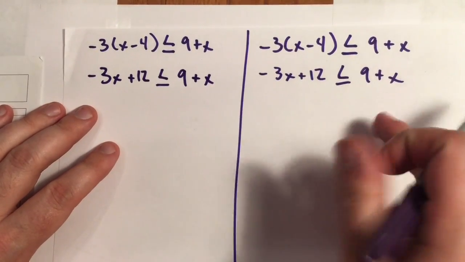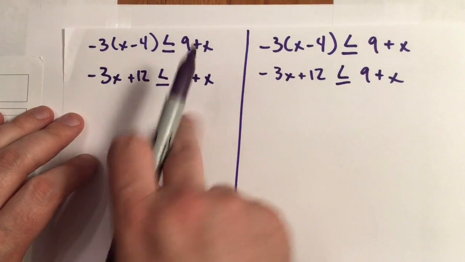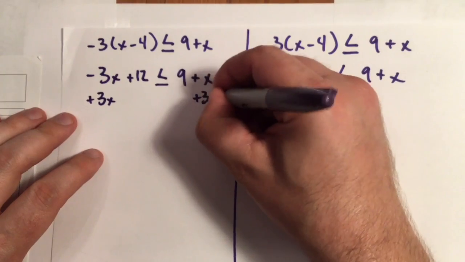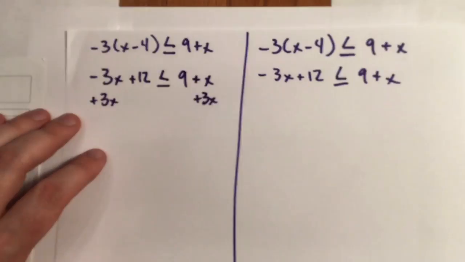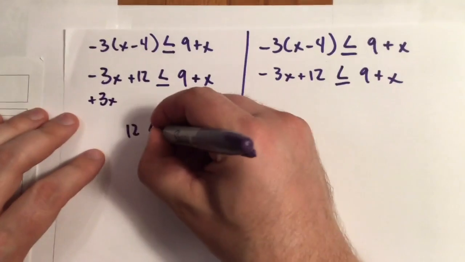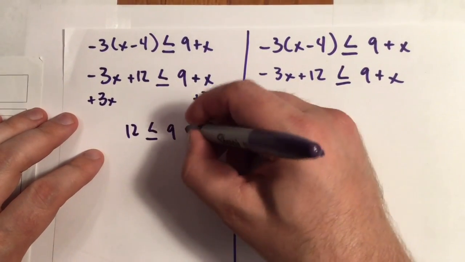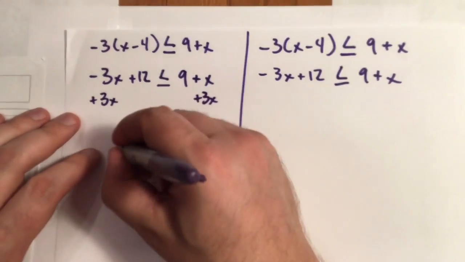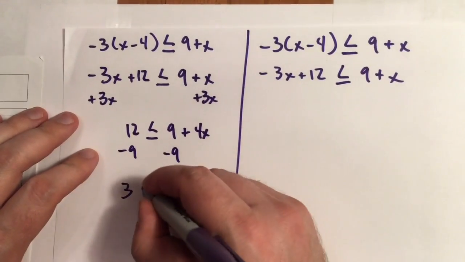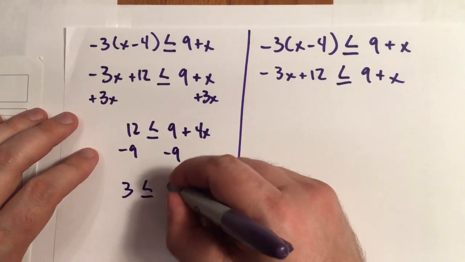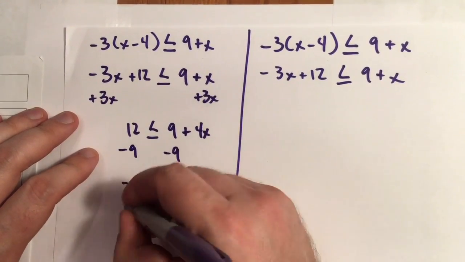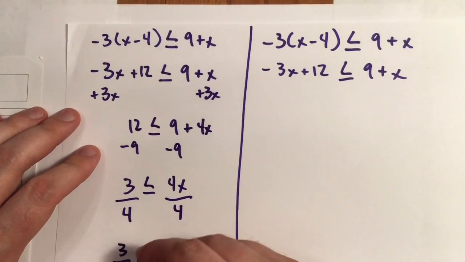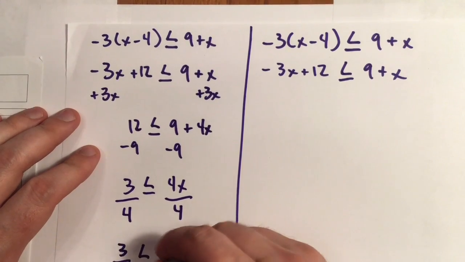And on this side, I'm going to move my x's here, and on this side, I'll move my x's to this side. So I'm going to add 3x, and I'm going to add 3x. So that leaves me 12 is less than or equal to 9 plus 4x. And then I'm going to subtract 9 from both sides, and I get 3 is less than or equal to 4x. And then I'm going to divide it by 4. So I can say that 3/4 is less than or equal to x.